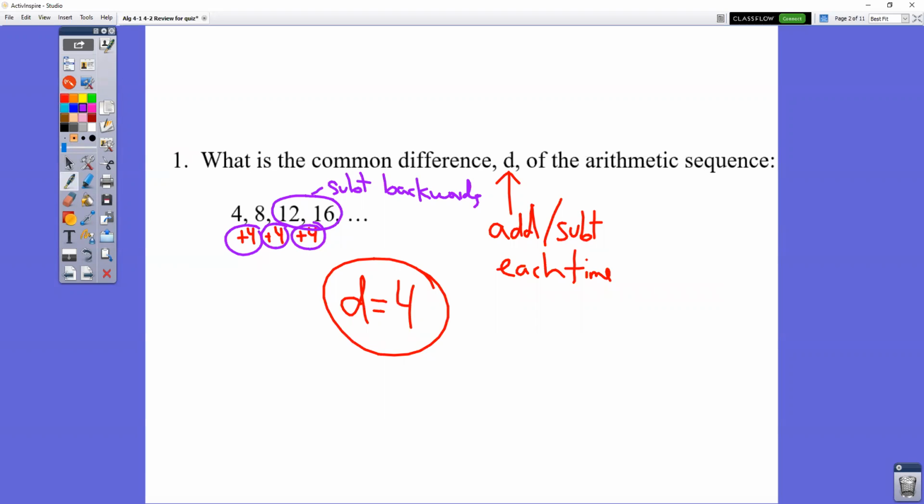Remember that if we were subtracting by 4 each time, let's say that our pattern was 10, and then 6, and then 2, and then -2, our common difference for that one would be -4, because we are subtracting by 4 or adding by -4 each time. So if we're adding by 4, it's 4. If we're subtracting by 4, we write -4 as our difference.